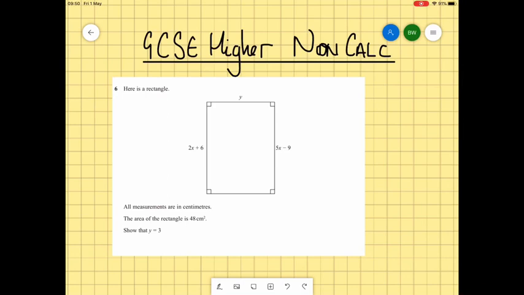Here is a rectangle. All measurements are given in centimetres and the area is 48. Show that y equals 3. So pause the video and give it a go.